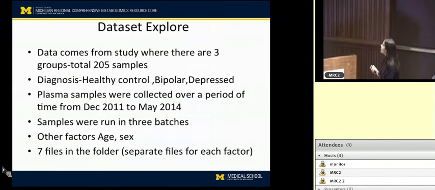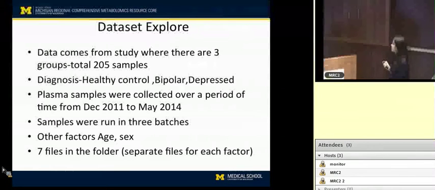Okay, so I'm just going to introduce the data set that I'm going to use tomorrow. This is the first data set, which we named Dataset Explore, and it comes from a study where there are three groups, 205 samples in total. This is a perfect example of a large study where many things can go wrong. Even if you know the factors and what you're looking for, you need to check for all possibilities before you actually start data analysis. The three groups are healthy control, bipolar, and some depressed patients.